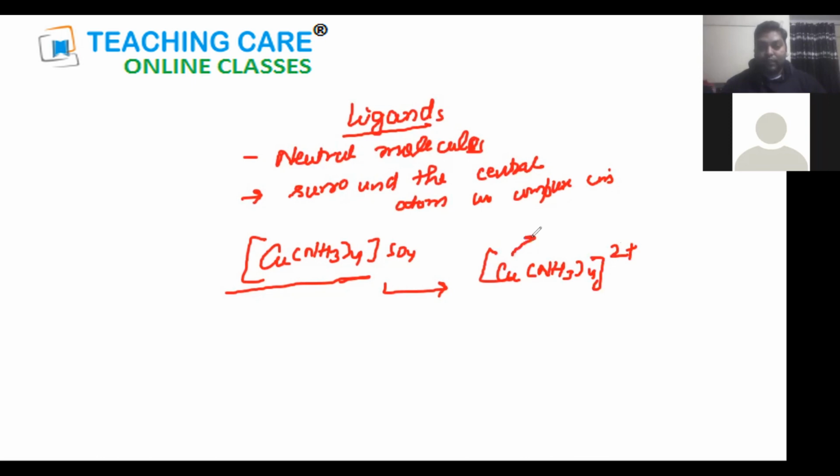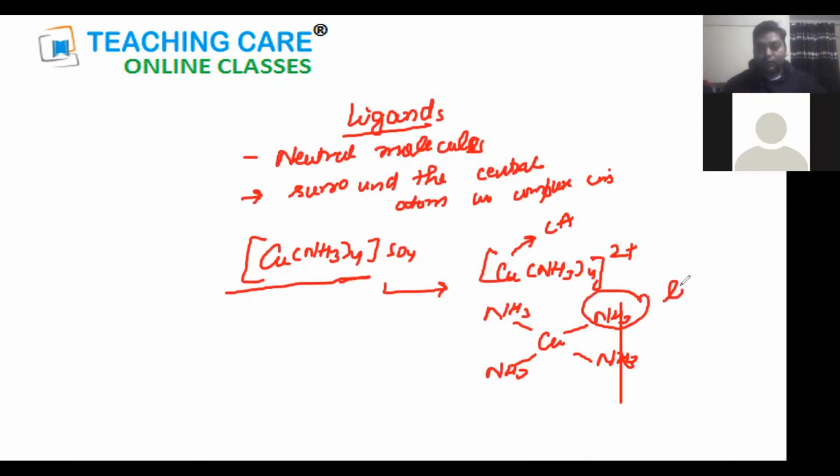In the complex ion, this is your central atom. Then this central atom is surrounded by this, your NH3. These are neutral molecules that surround the central atom. So this NH3 is a ligand. Got it? Yes, sir.